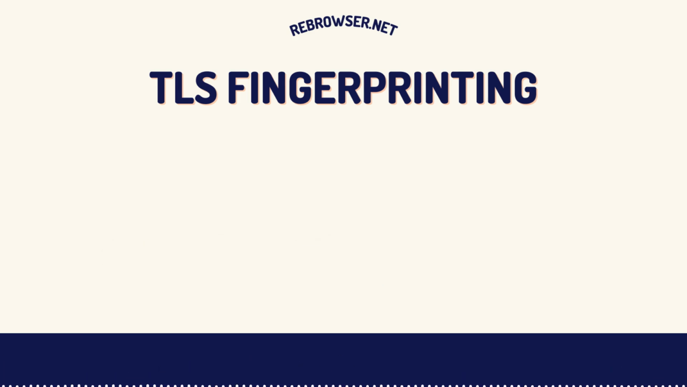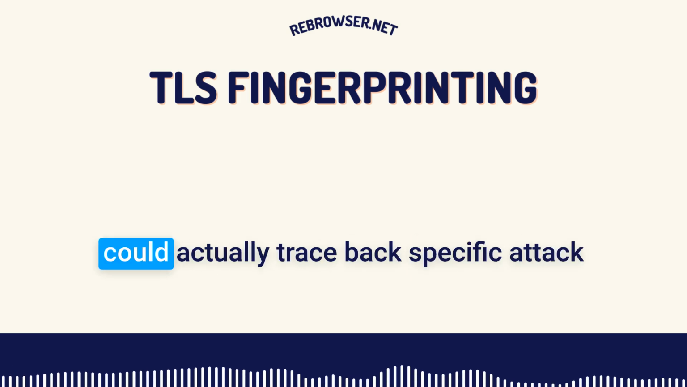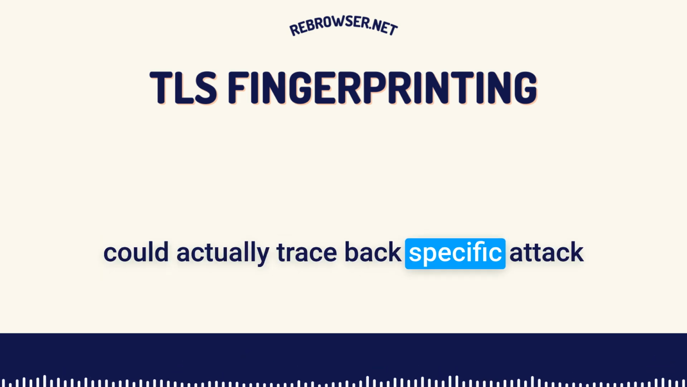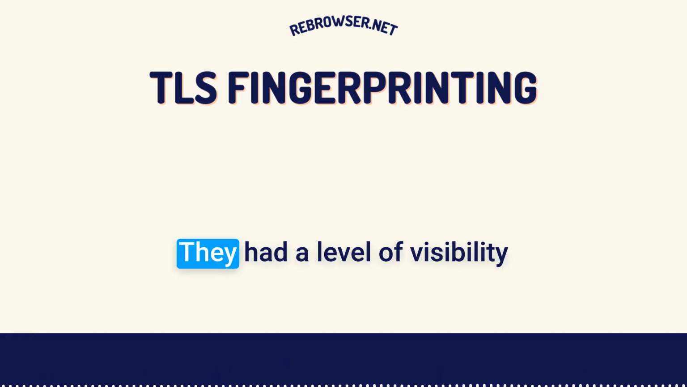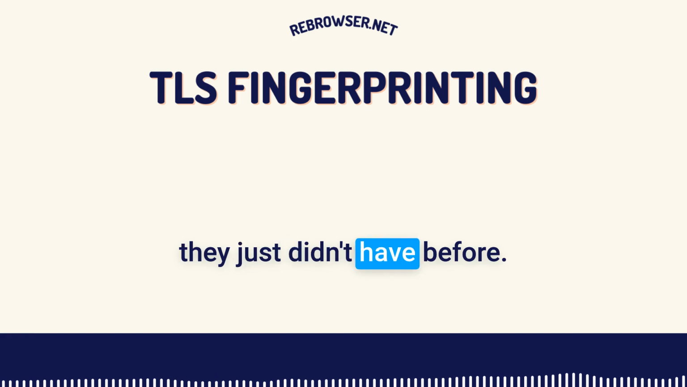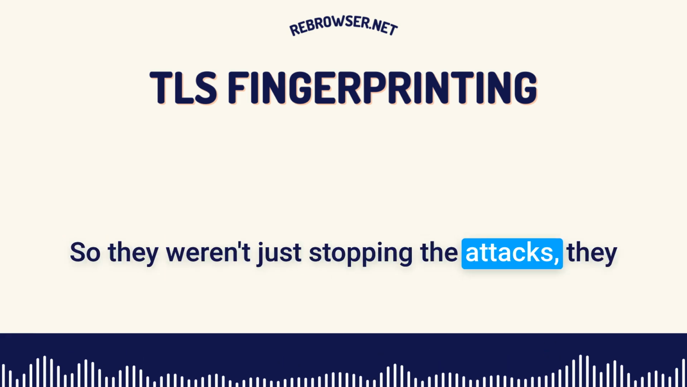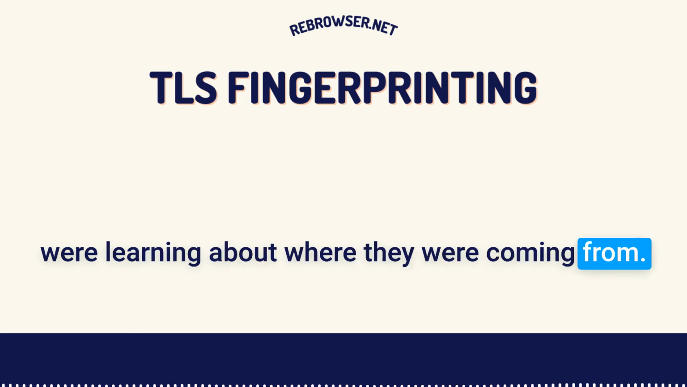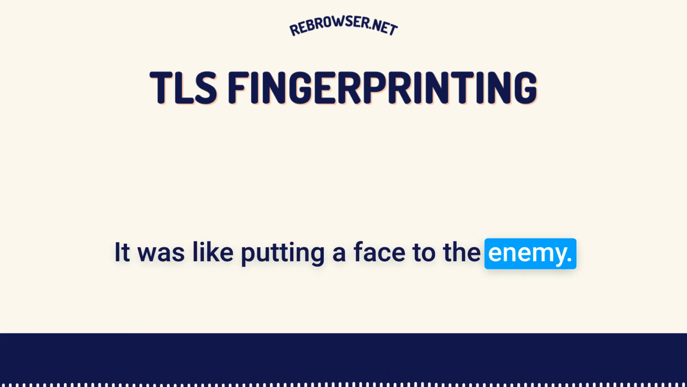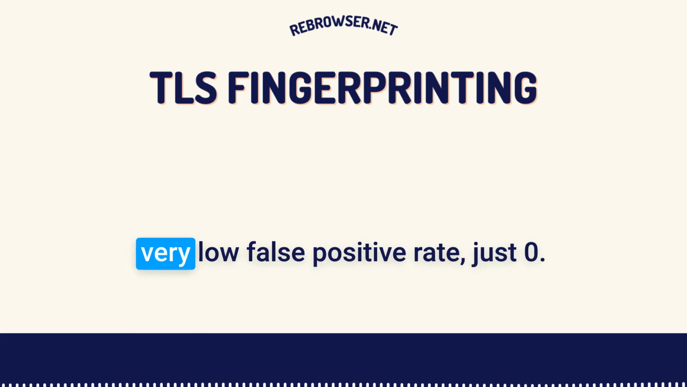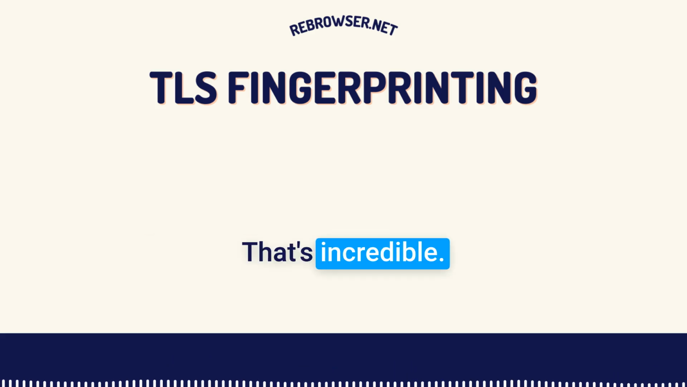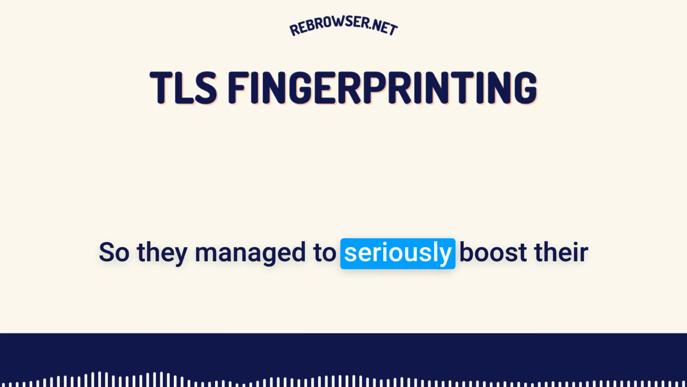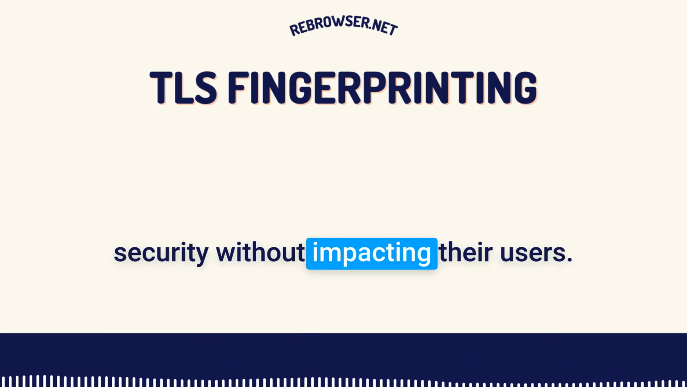It was. But what was really cool was that they could actually trace back specific attack patterns to certain fingerprint groups. Oh, wow. They had a level of visibility they just didn't have before. So they weren't just stopping the attacks, they were learning about where they were coming from. Exactly. It was like putting a face to the enemy. And on top of all that, they had a very low false positive rate, just 0.1%. So almost none of their real customers were wrongly flagged. That's incredible. So they managed to seriously boost their security without impacting their users.